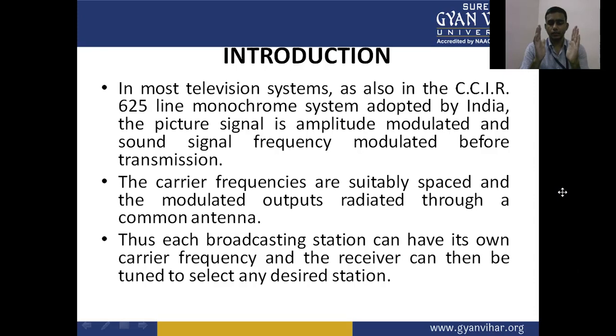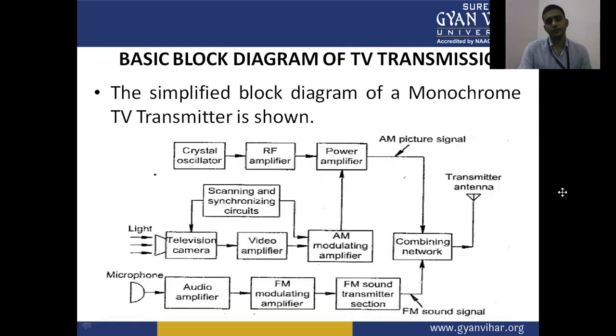Means in the transmission section of the television signal, the signal is modulated on its own carrier frequency, and the receiver can then be tuned to the particular desired frequency, which is matched with the transmitter as well as the receiver. Through this we are able to get the TV signal at the receiver antenna.